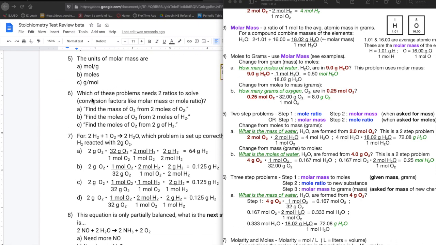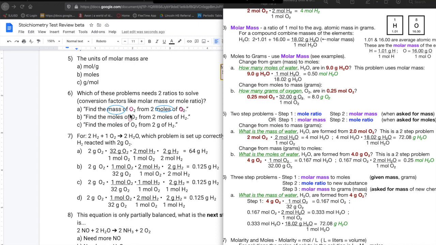Moving on. Which of these problems needs two ratios to solve? So on a mole roadmap, it's like, well, I have to go from two places. One of the things you can think about is how many changes did you make? In A, I changed from mass to moles, but I didn't change oxygen. Oxygen stays the same, so I only made one change. So how many ratios do I need? One ratio, because I only made one change.